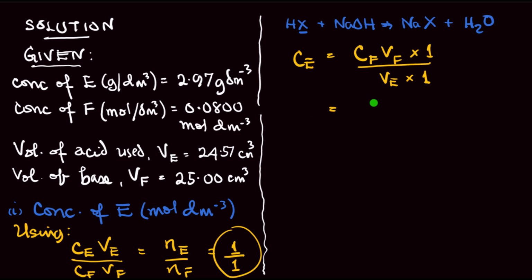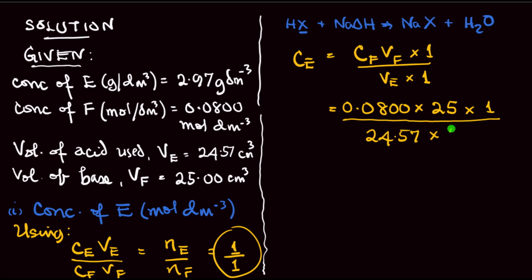So you substitute the values for CF and VF. CF is the concentration of F in moles per dm cube, that's 0.0800, times the volume of base, VF, which is 25, then times 1, all over the volume of acid, VE, that's 24.57, then times 1. This will give us 0.0814 mole per dm cube. Your calculated concentration values must always be in 3 significant figures, and don't forget to add your unit. Okay, that's one.